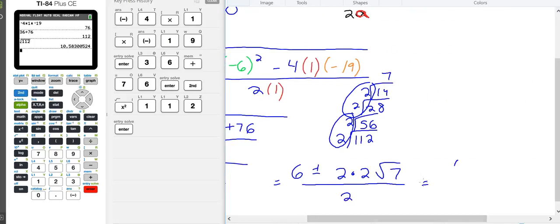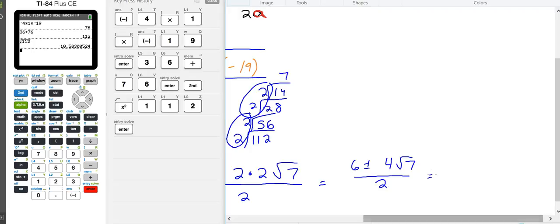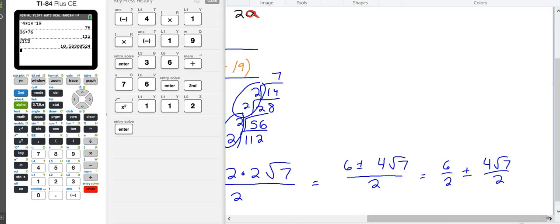Let's simplify this. 6 plus or minus 2 times 2 is 4, square root of 7, over 2. Can we simplify this? Let's rewrite this as 6 over 2, plus or minus 4 square root of 7 over 2. 6 over 2 is just 3. This is 3 plus or minus 4 square root of 7 over 2 is 2 square root of 7. These would be our roots. This is where the equation would cross the x-axis.